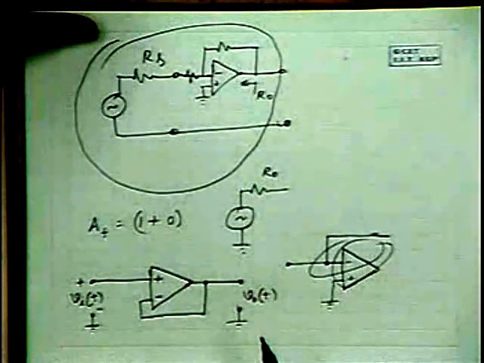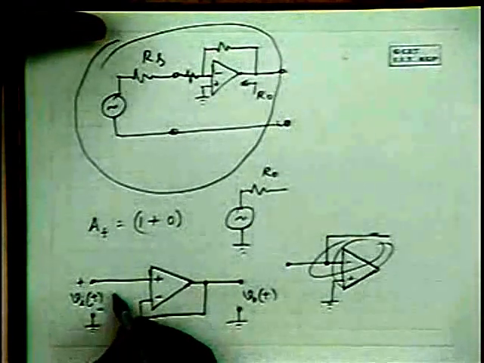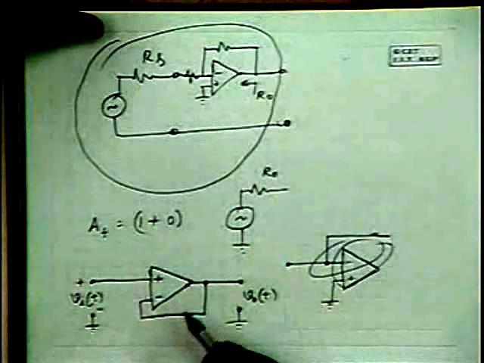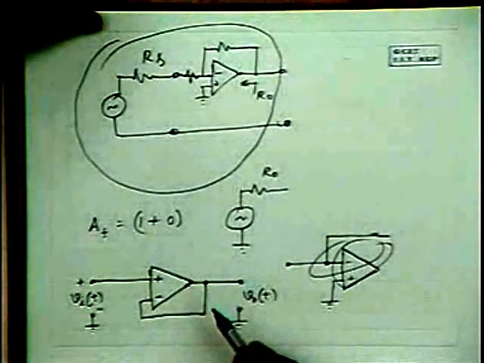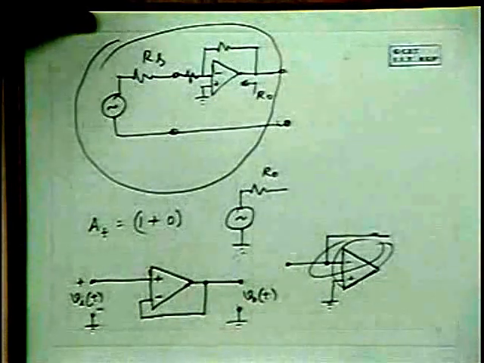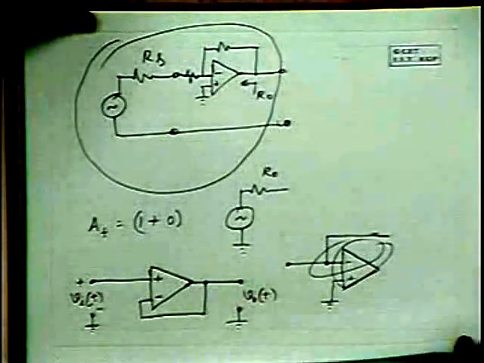What difference does it make? The source may be a high impedance source, and by using this, you will have a low impedance source. It will act like a low impedance source. So that's what a source follower does.